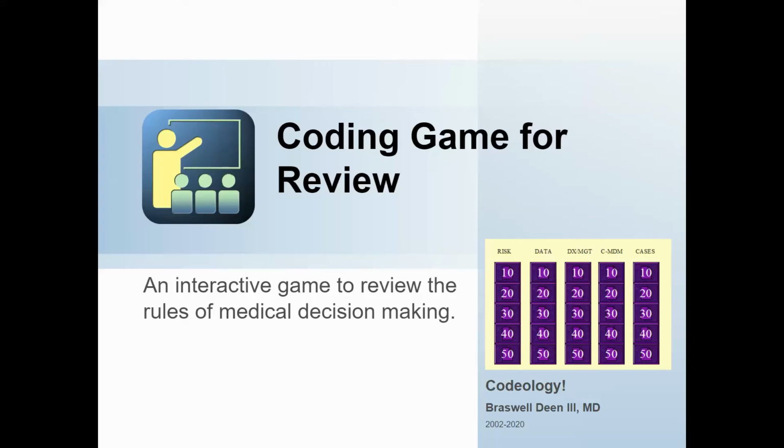So, this is part 2 of our Codeology series. Today, we're looking at the coding game for review. Last time, we talked about an introduction to E&M coding, and we talked about the 3 parts of the code for E&M coding, which is the complexity of medical decision-making, the history, and the physical. And we also spent some time talking about documentation. So now we're going to jump right in and look at some of the components of complexity of medical decision-making.